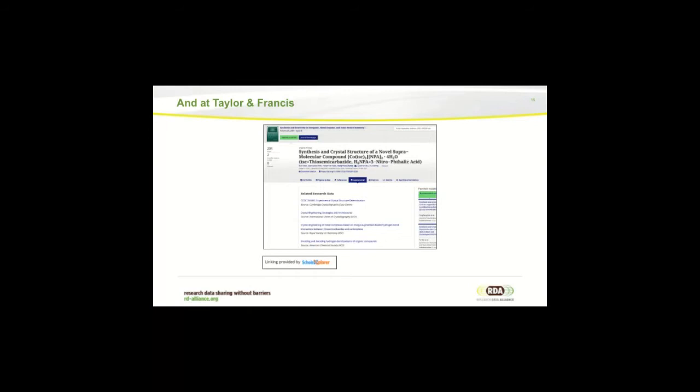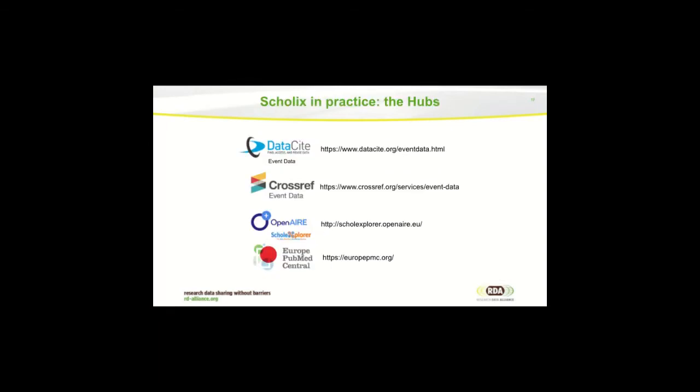And at Taylor and Francis, I'm able to click on a link to the supplemental data, and I can find, again, lots of related research data, more from CCDC, which isn't a plug to Ian, who's speaking later. But again, you can see that this is an easy and simple way for researchers to find the information, and those links come from Scholar Explorer, which Paolo will talk about in more detail.